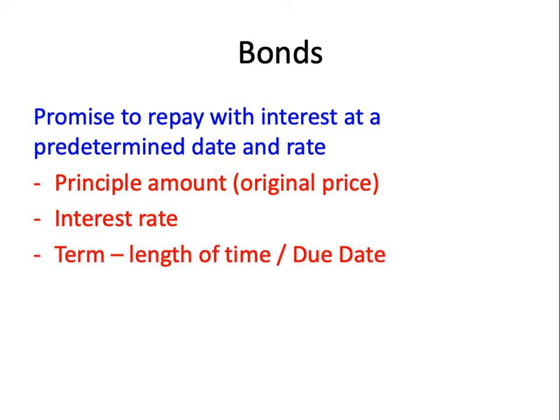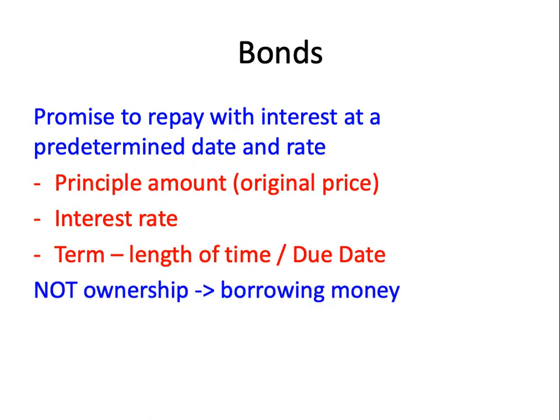And then there's the term. How long are you borrowing the money for? And that tells you when you have to pay back the principal plus the interest, right? So maybe it's a $1,000 bond for 5 years' time, right? So that's the borrowing bonds.